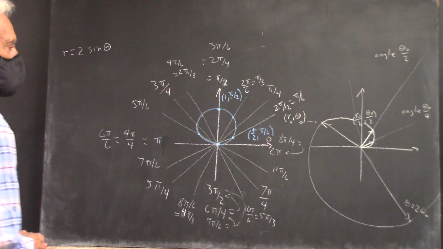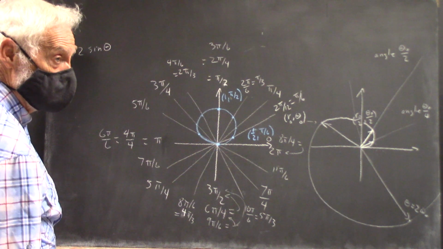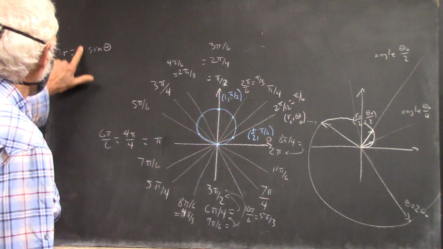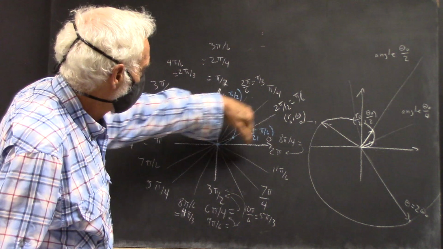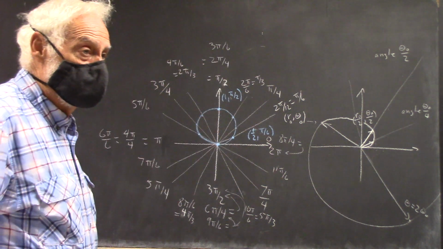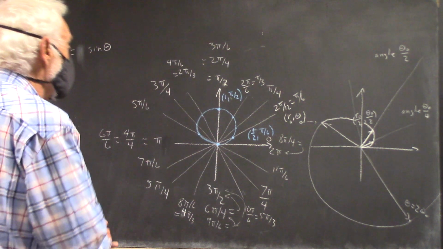Oh, this is supposed to be r equals 2 sine theta, because I put the 2 there. I forgot about the 2, so I'm just doing r equals sine theta. If it's 2, then you're going to be twice as far out, and your circle's going to have twice the radius. So this is r equals sine theta.